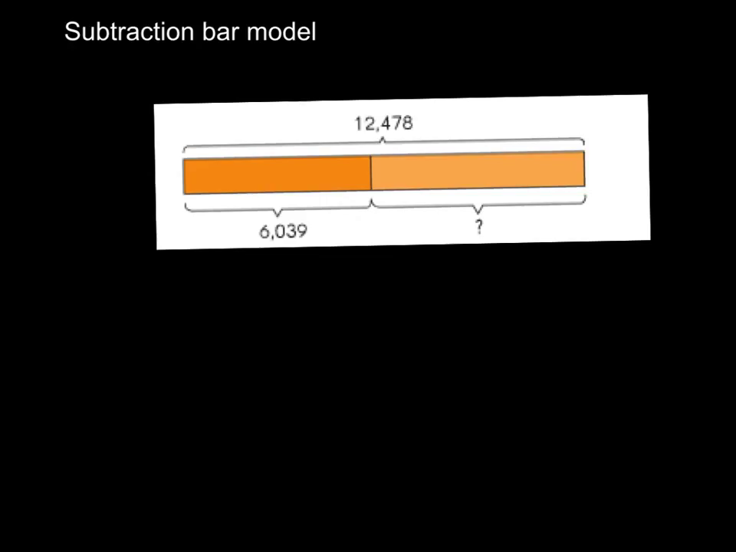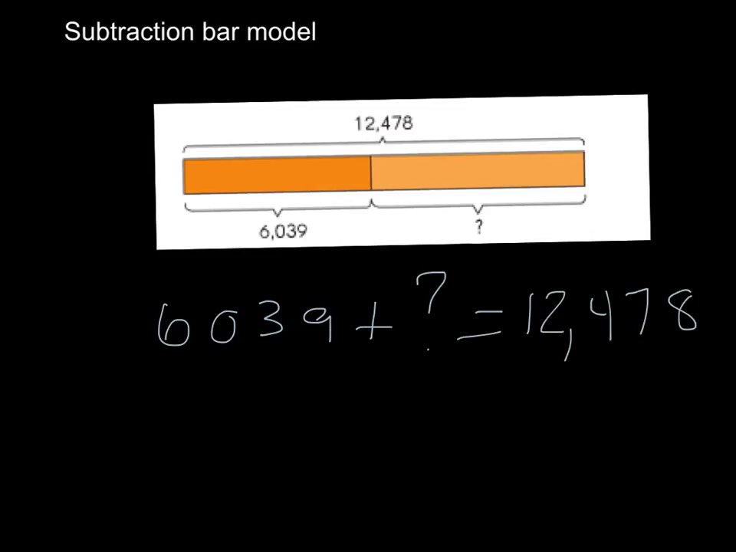This next picture is a bar model involving subtraction, and it looks very similar to the addition one, except this time we have the total and we're looking for how big is one of the pieces. So you might think about it in several different ways. One, you might think that 6,039 plus the question mark is equal to 12,478. Some people might think, well, that's an addition problem.